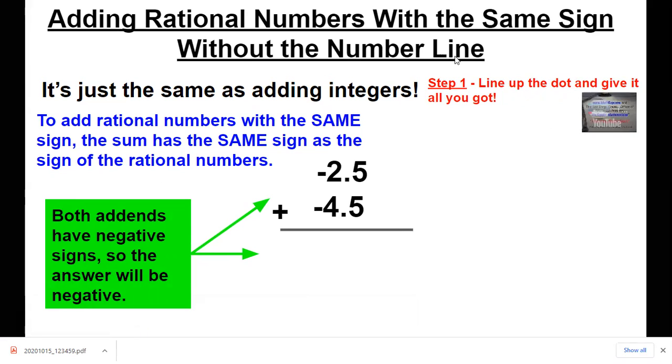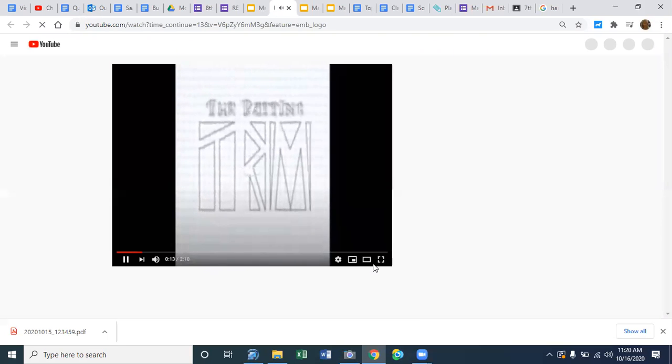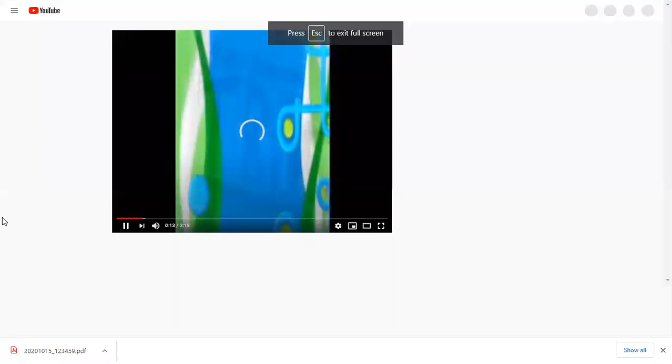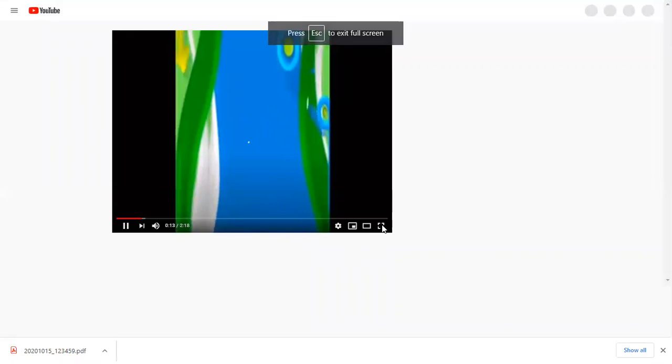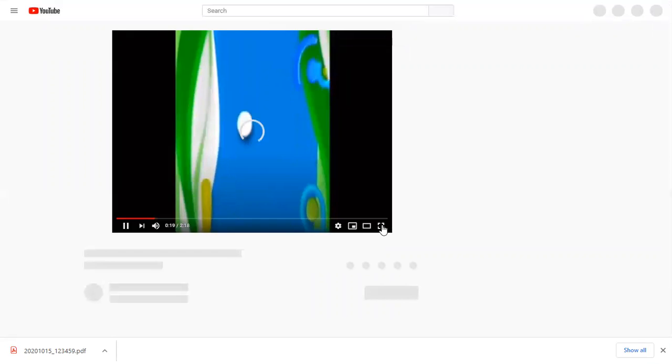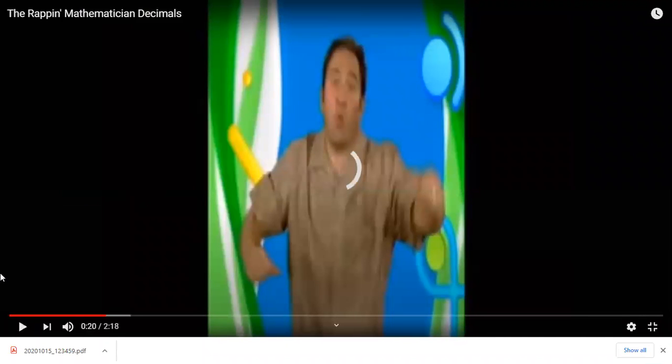Where did it go? I want it to be bigger than that. Hold on a minute here. There we go. Now what in the world is that itty bitty? The internet's not working too good here. See what I can do about my internet. Hold on just a minute.